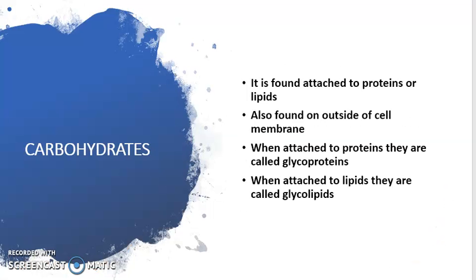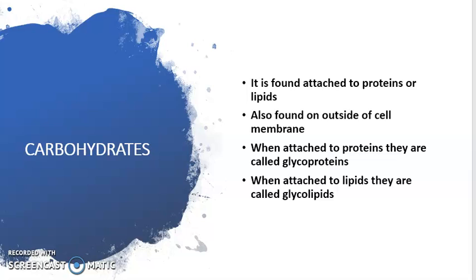We have carbohydrate, and carbohydrate is found attached to the protein or lipid, also found on the outside of the cell membrane. When attached to protein they are called glycoproteins, and when they are attached to lipid they are called glycolipids.